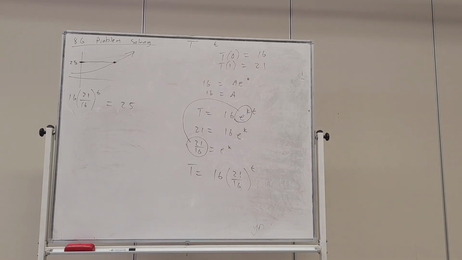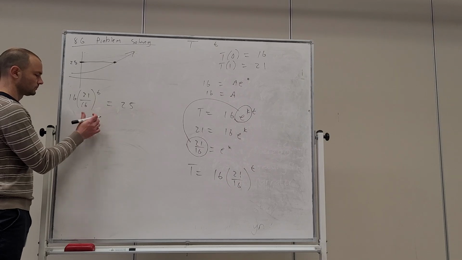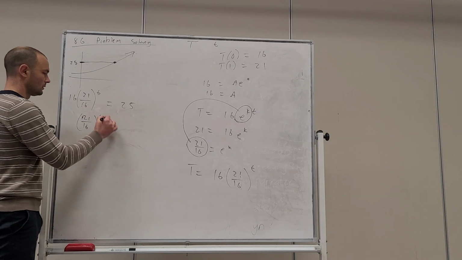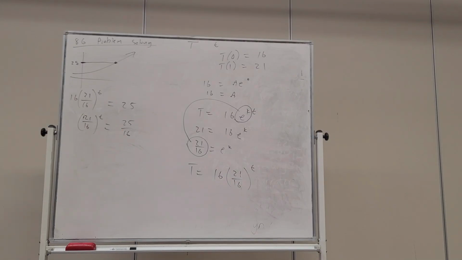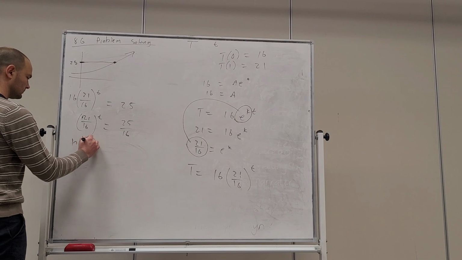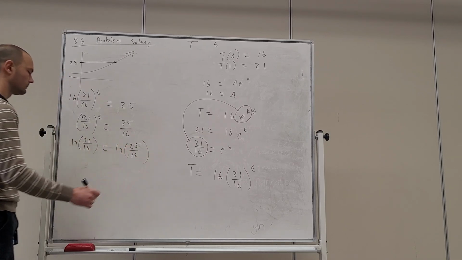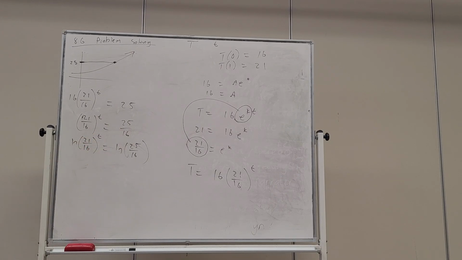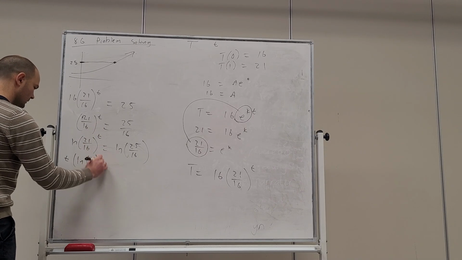All right, so this is an exponential equation that we're going to solve for t, and we're going to solve it manually. The first thing we're going to do is divide both sides by 16, and that's going to give us 25 on 16. Then we're going to take the natural logarithm of both sides. And then we can pull that t out front here. So we have t ln 21 on 16 equals ln 25 on 16.